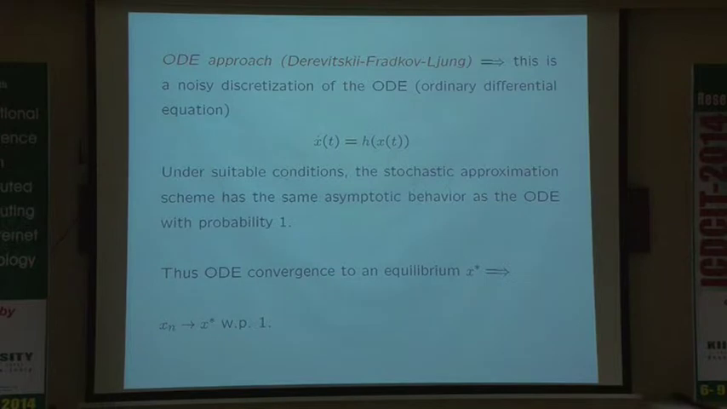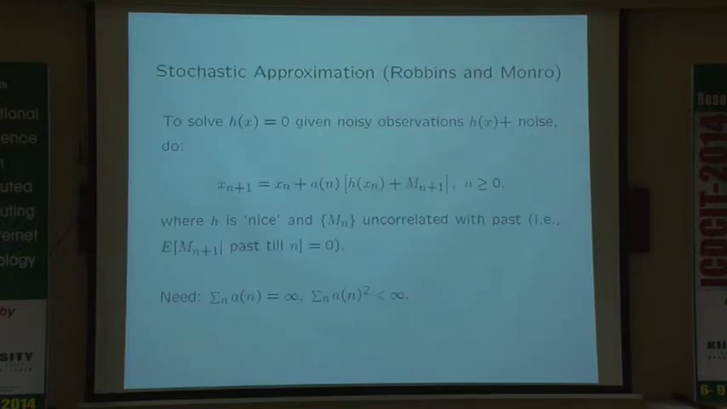Okay, so the original approach was purely probabilistic, but this more successful approach was developed by people in Russia and extended extensively by Ljung in Sweden. It's based on the observation that you can think of it as a noisy discretization of the differential equation. So if you look at this equation, if the noise was not there and a_n was constant, it would be x_{n+1} equals x_n plus a times h(x_n). If I think of a as a small step, it's just an Euler scheme.